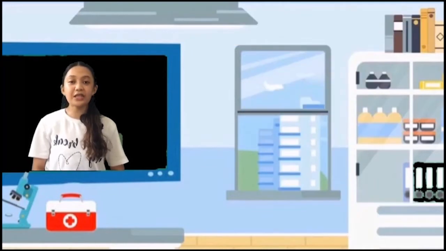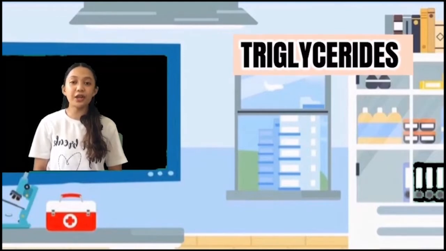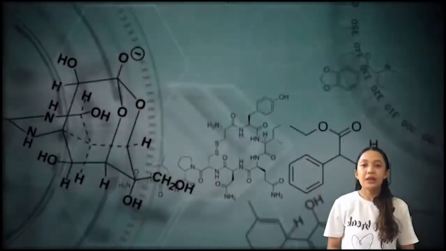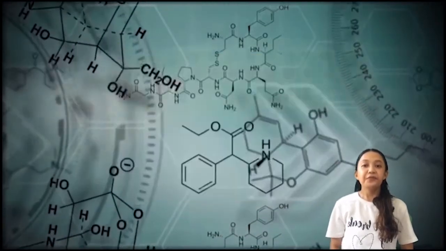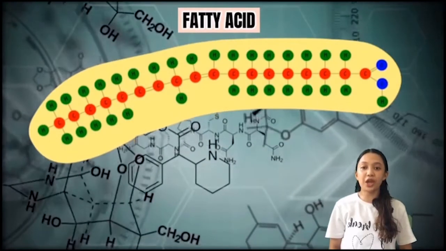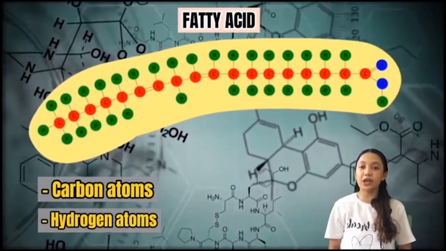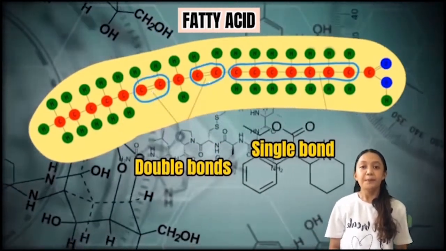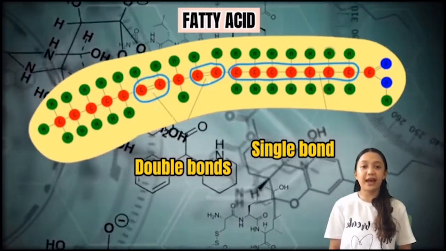To understand fats better, we need to start with the main form of fat, which is the triglycerides. As I mentioned earlier, triglycerides are a three-molecule structure. It consists of a glycerol unit and three fatty acid chains. Fatty acids are made up of long chains of carbon atoms and hydrogen atoms. Some carbon atoms are linked by single bonds and others by double bonds. These bonds determine which type of fat the chain is classified as.